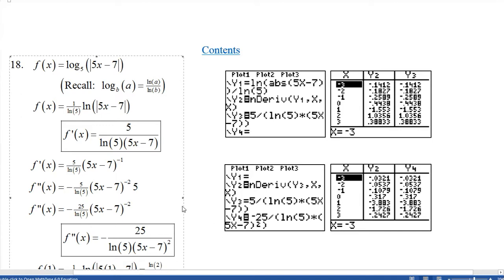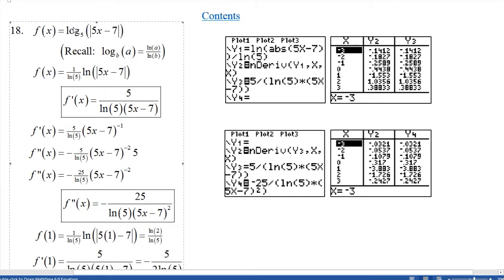To find the tangent line, first of all, let's just see if it's even defined at y equals 1. Put in 1 in place of x here. We get 5 times 1 is 5, minus 7 is negative 2. Absolute value of that is 2, so we get ln of 2 over ln of 5, which is also log base 5 of 2, if we wanted to write it that way. But I'm going to leave it with ln's because that's the easiest way to get it in the calculator for one thing.